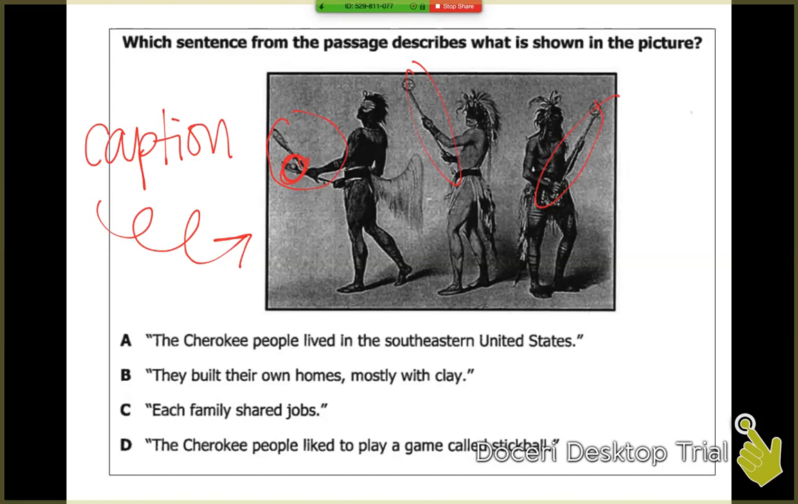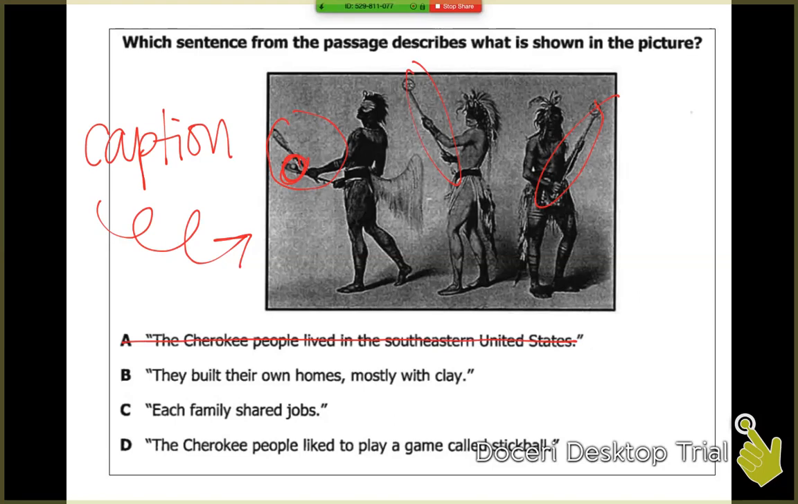So A says the Cherokee people lived in the southeastern United States. Well, I don't see any evidence of them being in the southeastern United States. I know I read that in my story, but I don't see that here in my picture. So I'm going to slash and trash choice A. Choice B says that they built their own homes mostly with clay.